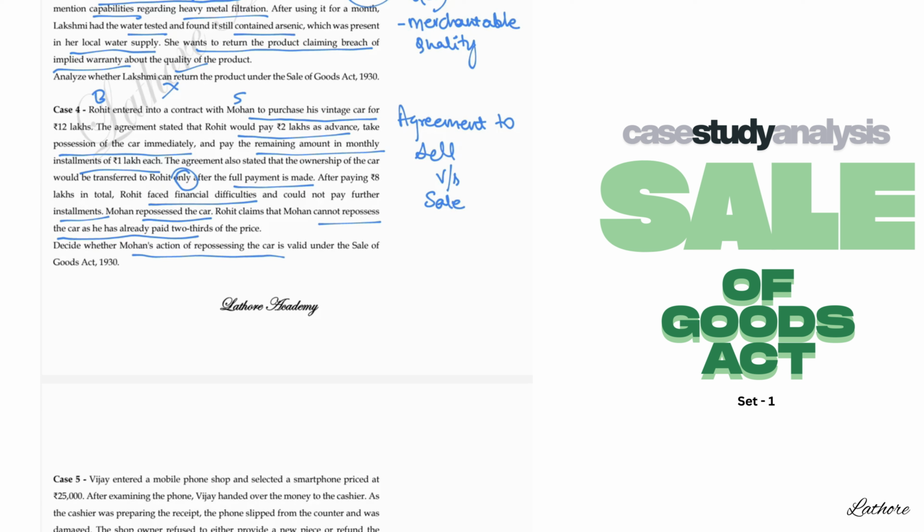In this case, Rohit has defaulted in payment, so Mohan had the right to repossess the car because the ownership is not transferred. So ownership is not transferred, hence Mohan can recover the goods. So the contention of Rohit is not correct and not valid, because in an agreement to sell, the ownership is not transferred immediately. Hence, the ownership is still with the seller Mohan. So Mohan's action of repossessing the car is very much valid.